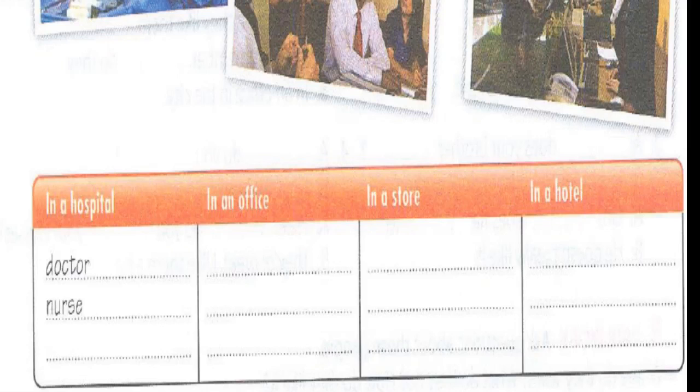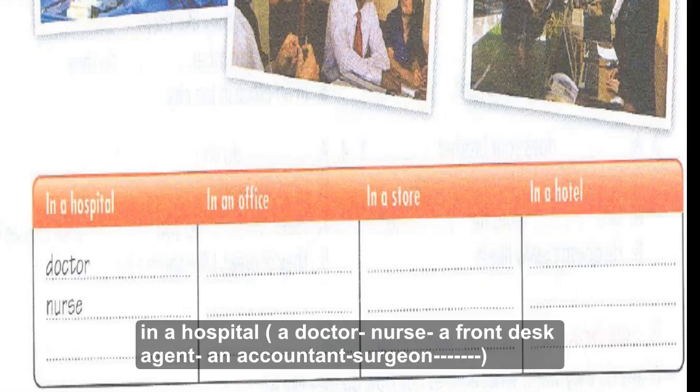A and B, Ahmed and Muhammad. In a hospital, a doctor, a nurse. What are other jobs? Who works in a hospital? A doctor, a nurse. A front desk agent works in a hospital. An accountant works in a hospital. A surgeon works in a hospital. This is a surgeon, a doctor who makes surgeries. A doctor who makes operations.